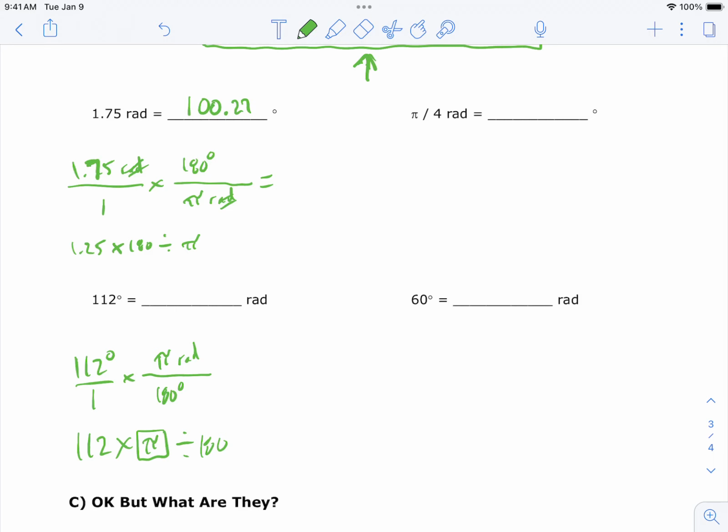times the pi button. Right, here we go. Divided by 180. Boom. I've got 1.955 radians. Okay, 112 degrees is almost 2 radians. That's an interesting fact. Now let's come back up to this example here. It says pi over 4 radians.